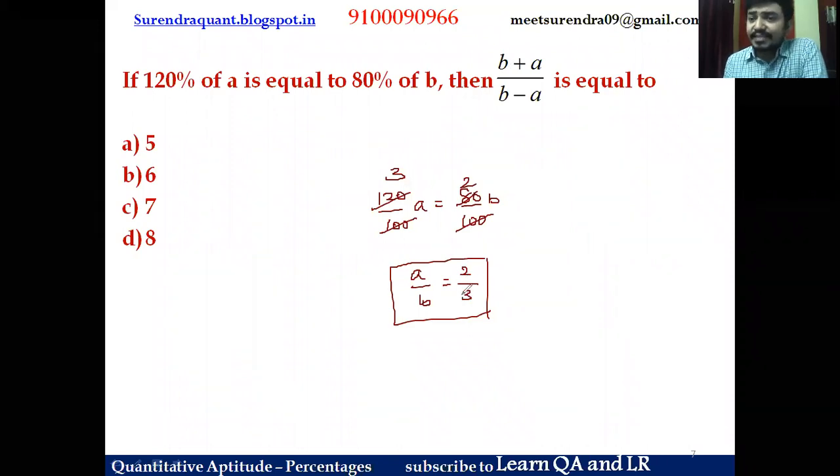Now our resultant expression is what? What is the value of (B plus A) by (B minus A)? Now the advantage of these ratio based questions is that if A is 2, B is 3. So simply let us consider A equal to 2, B equal to 3. Generally, when you split a ratio 2 is to 3, you will take it as 2x and 3x. But as it is a ratio, nothing to worry about that x. Consider the numbers itself, A as 2, B is 3.